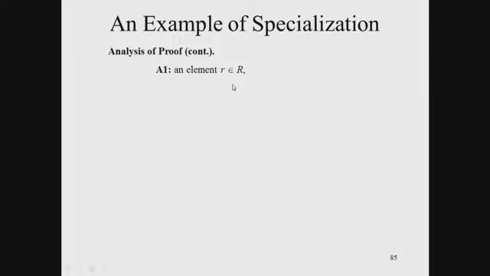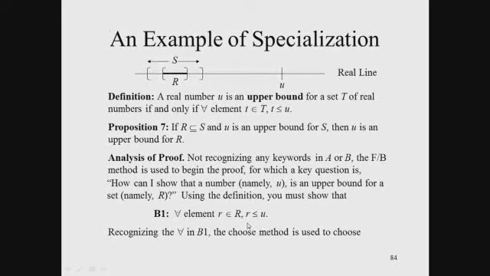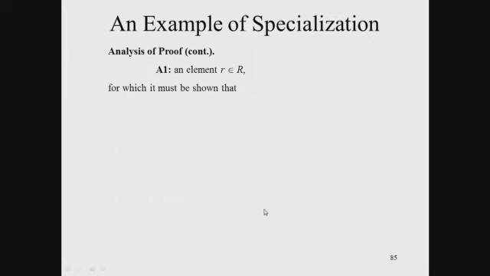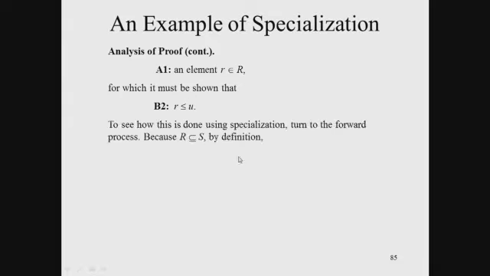And what do you have to show for that chosen object? It is less than or equal to U. That chosen object is less than or equal to U. That the something happens. So it has to be shown that R is less than or equal to U. Now we have to fill in the details of working forward from here and backward from here. To do this, we're going to use specialization. And to see how, let's turn to the forward process.